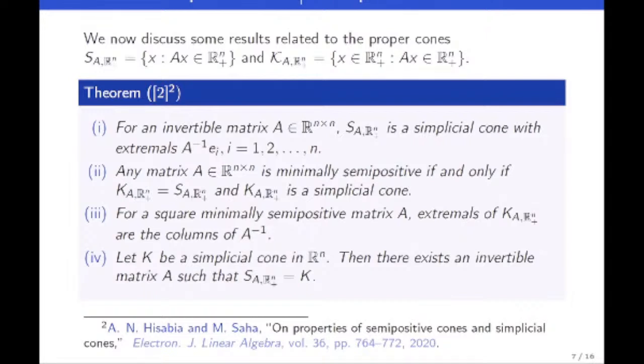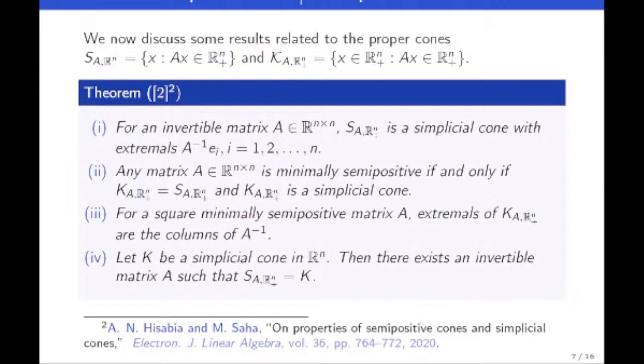This follows from the fact that if A is invertible, S_A(Rn plus) is of the form A inverse of Rn plus. Now the second result is that if A is minimally semi-positive, then the semi-positive cone K_A is simplicial, and these two cones S_A(Rn plus) and K_A(Rn plus) are identical. And the third one says that if A is minimally semi-positive, the extremals of the semi-positive cone K_A are the column vectors of A inverse.